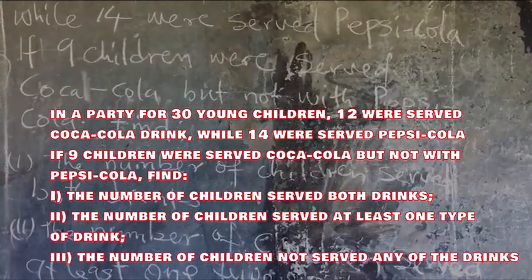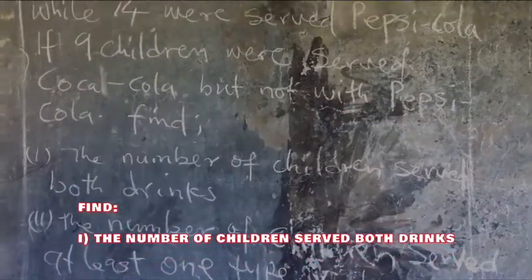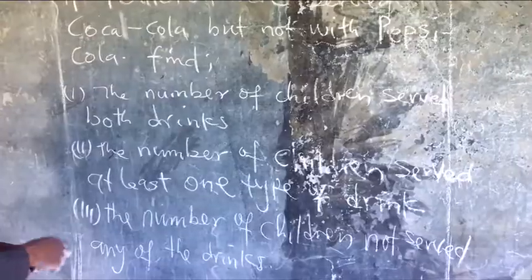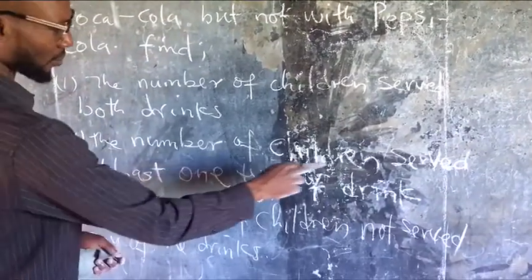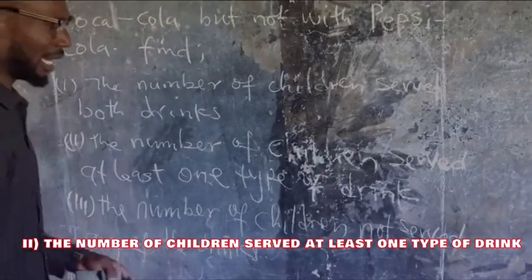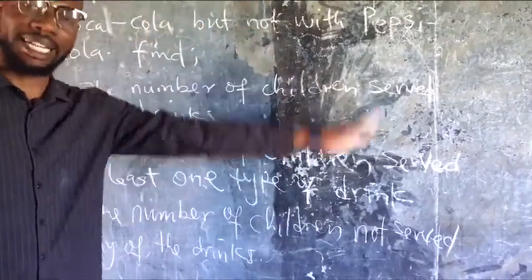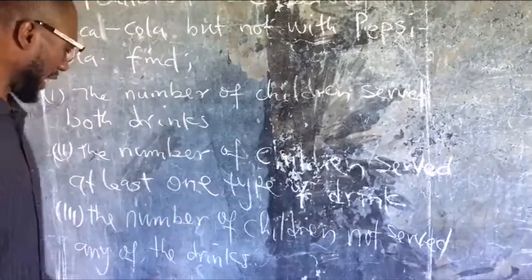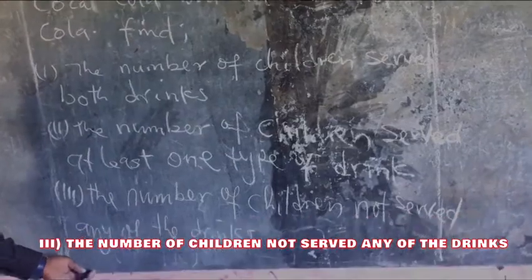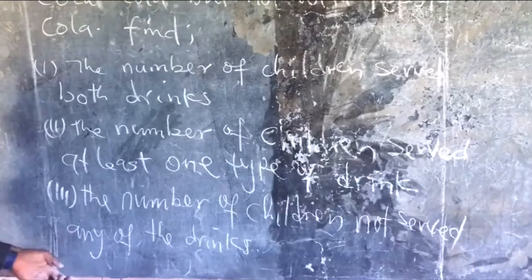So for this party, some children drink the 2. They collect Coke, they collect Pepsi, they like the 2. Me, I like the 2. We also need to find children who were served at least 1. At least one means they collect one or collect more than one. So at least one type of drink. And then we need to find the number of children who got nothing. Those children, I don't know, it's like they slept through that party. They didn't even get Coca-Cola, they didn't even get Pepsi.